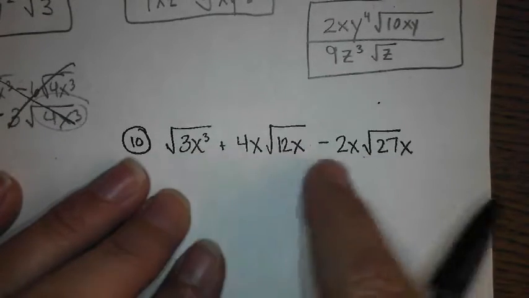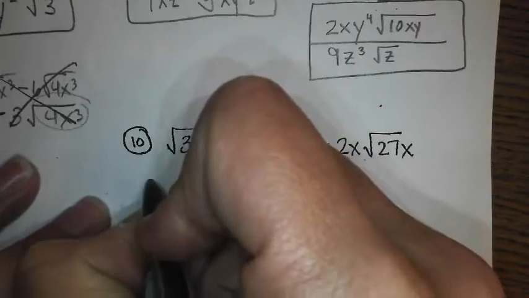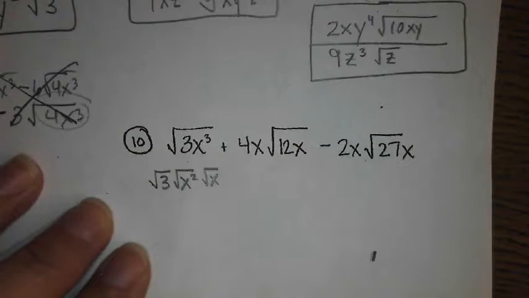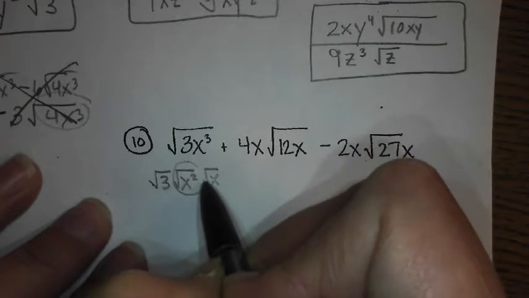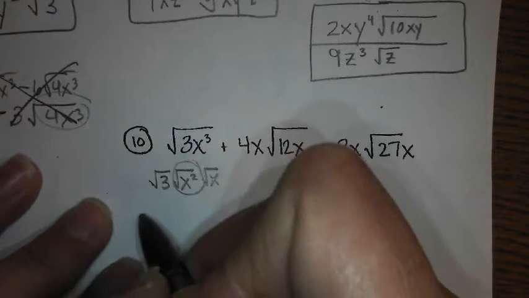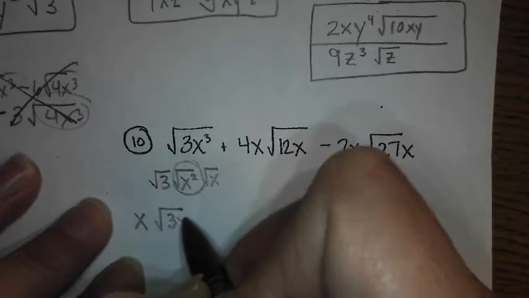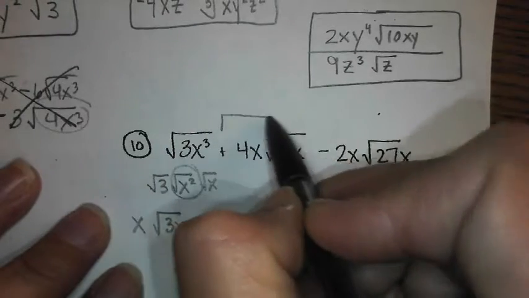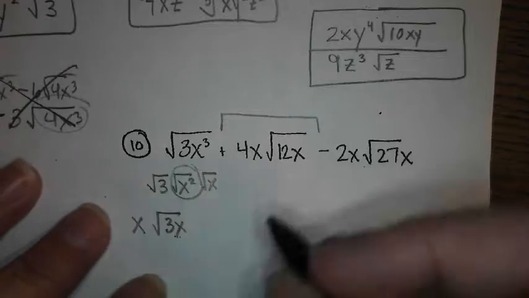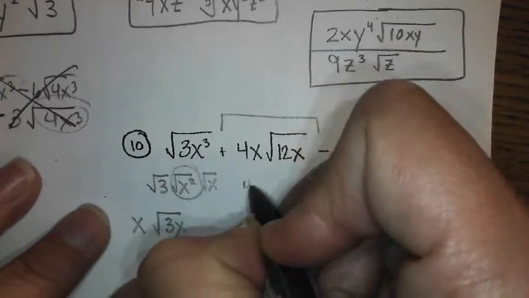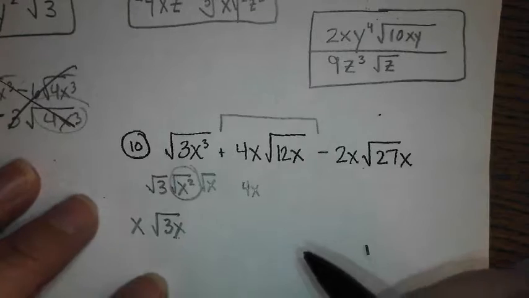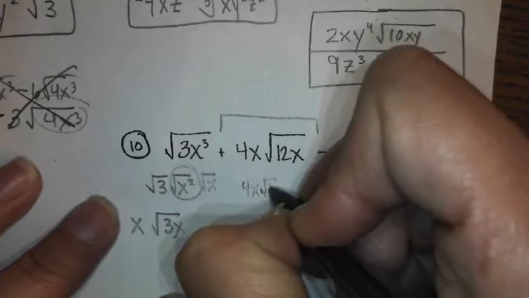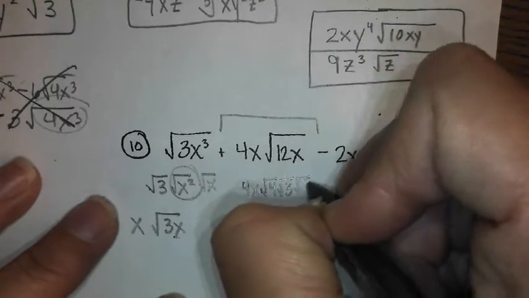Okay? On this next one, are any of them like terms already? Like radicals? No. So we're going to break this first one up. 3 can't be broken down. x cubed is going to be x squared times x. So then I'm going to circle the square root of x squared because that is x, and then root 3x is stuck. So there's my first term simplified. Moving to my second term. I have the 4x. How do I break down root 12? What times what? Root 4, root 3. And then root x I'm not breaking down.